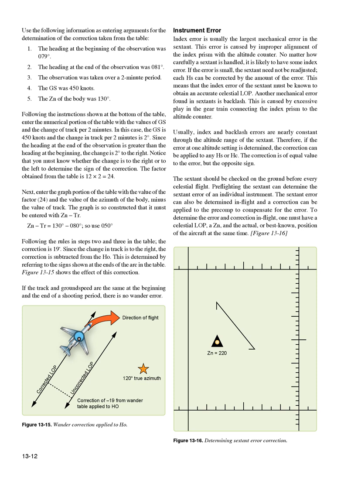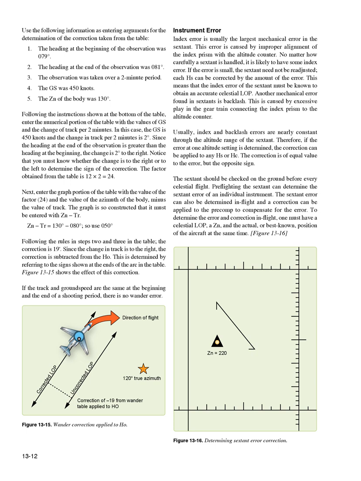Since the change in track is to the right, the correction is subtracted from the HO. This is determined by referring to the signs shown at the ends of the arc in the table. Figure 1315 shows the effect of this correction. If the track and ground speed are the same at the beginning and the end of a shooting period, there is no wander error.